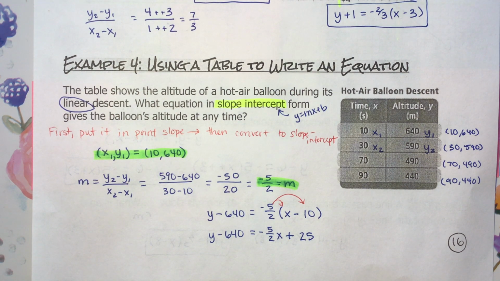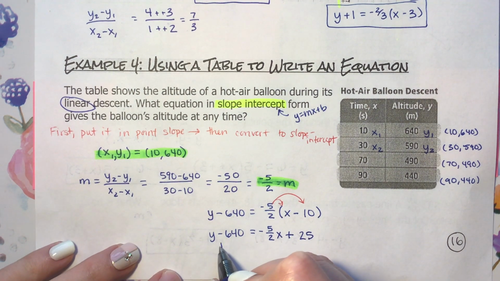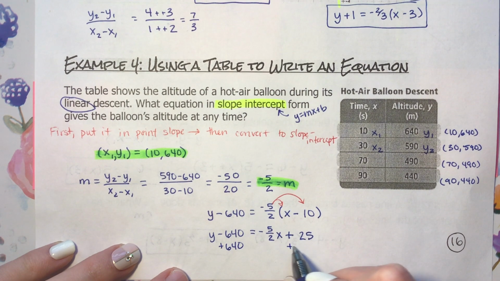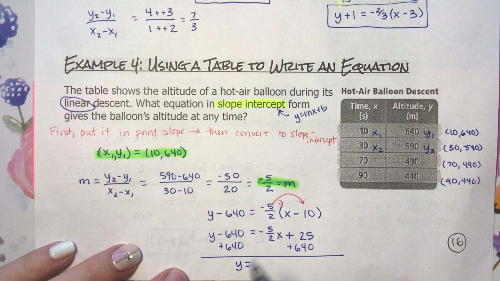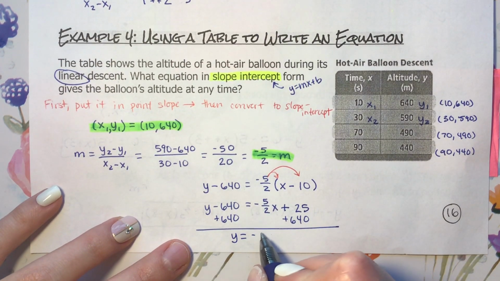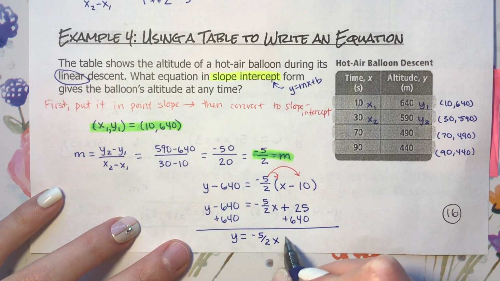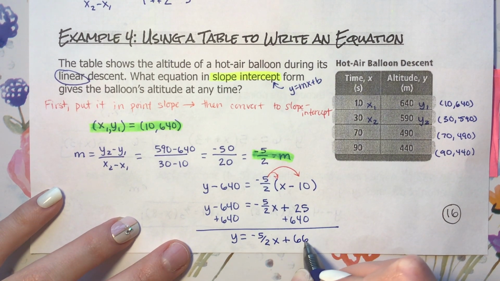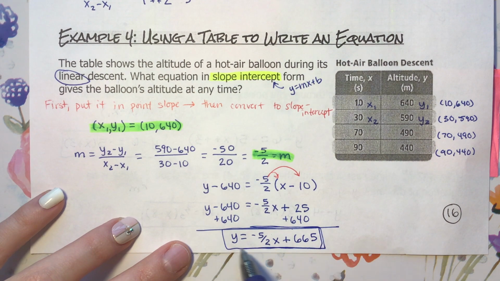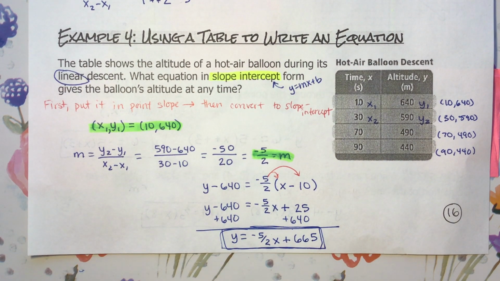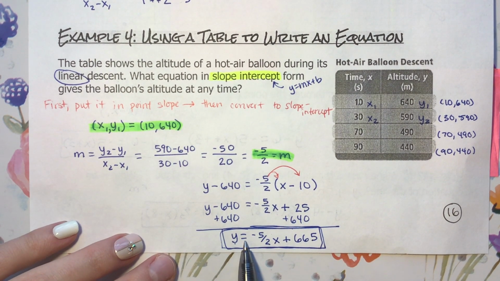Okay. Now I want to add 640 to both sides. And I'm going to get y is equal to negative 5 halves x plus 665. And we're done. This is now of the form y equals mx plus b.